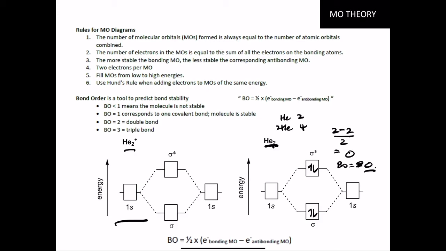Let's check the helium cation. So in this case we have 3 electrons. 1, 2, 3. Now we can calculate our bond order. So it's 2 bonding minus 1 antibonding divided by 2 equals 1/2, a bond order of 1/2. So MO theory predicts that you might be able to find some dihelium cation out there, right? There is some bonding character holding them together.